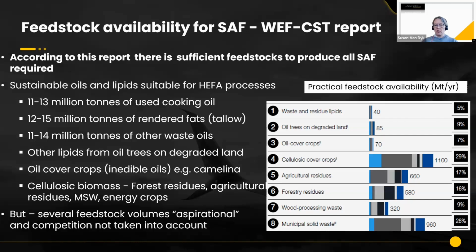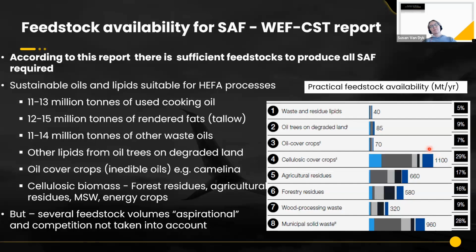So these are the valuable ones in the sense that their assessment of used cooking oil, fats, and other waste oils add to between 30 and 40 million tons, which is kind of estimates that agree with companies such as Neste, what they've published. But they also talked about oils, lipids from oil trees and cover crops, but none of this is actually commercially available. So it doesn't make sense to cover things that are not available.